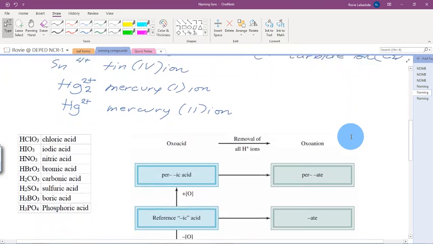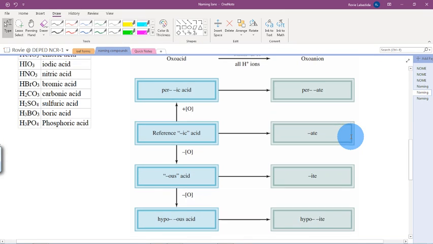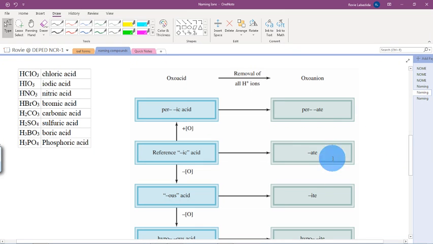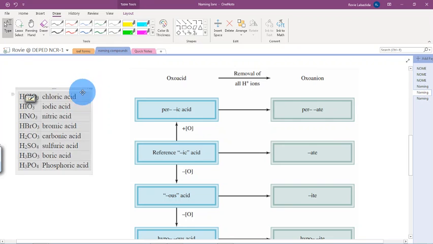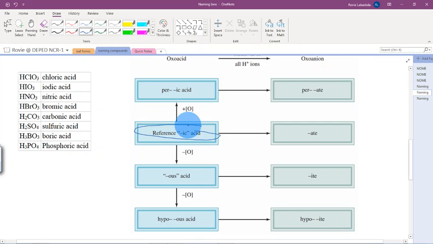Now, let us proceed with the naming of polyatomic ions. Again, we will use this diagram for us to derive some of the common polyatomic ions. Let us derive one by one the polyatomic ions from the reference ic acid. So let's do this one by one.